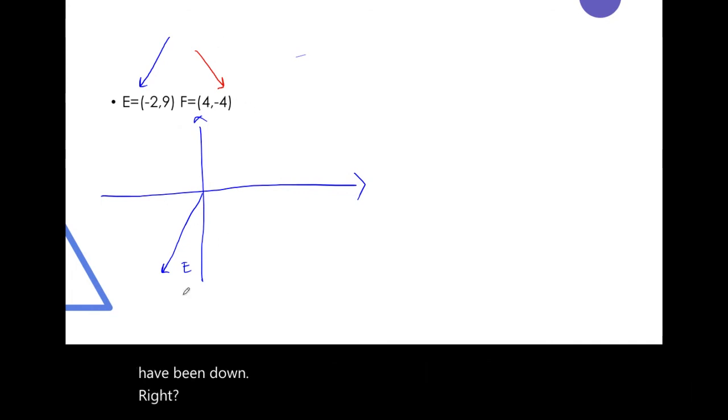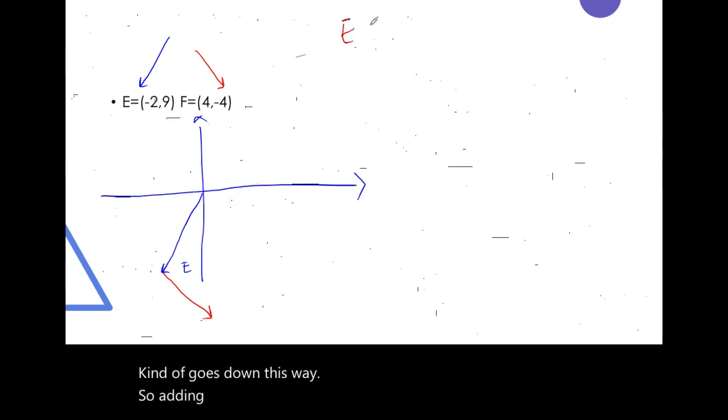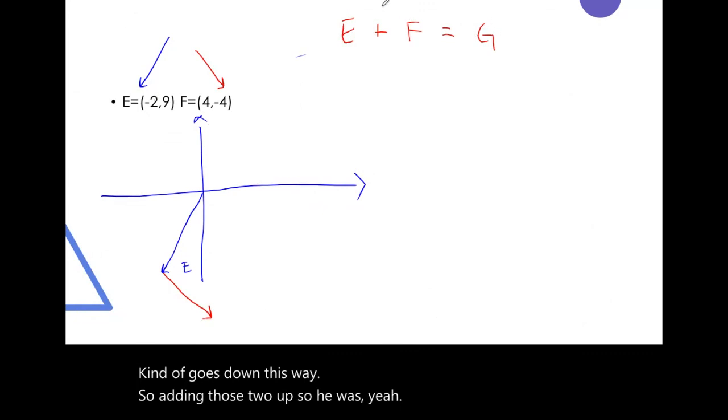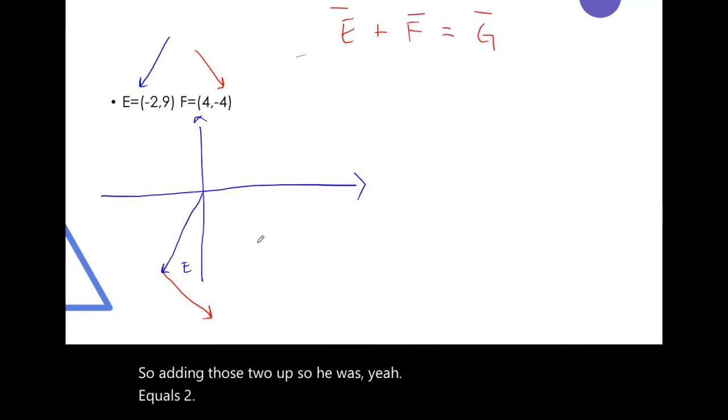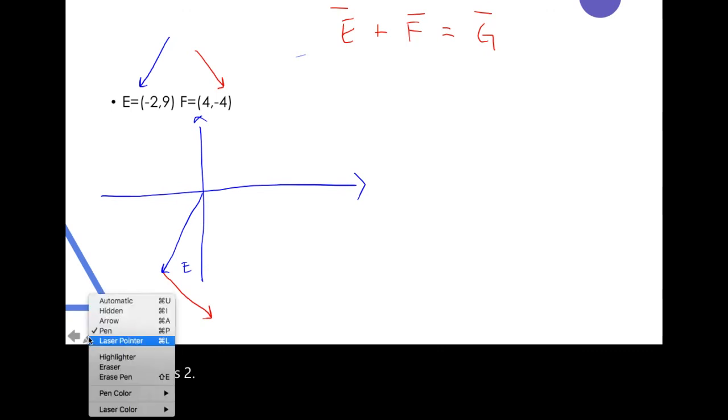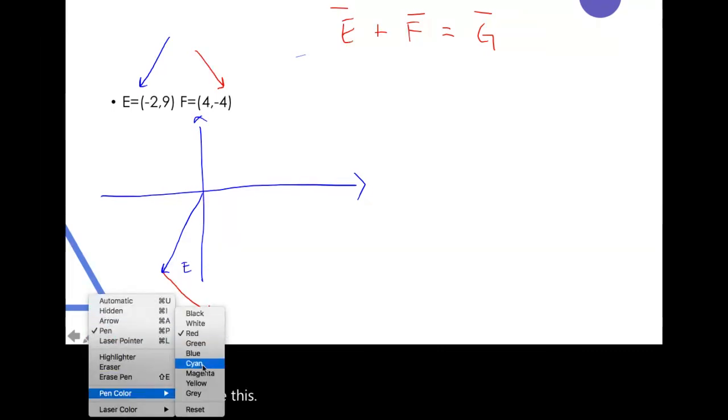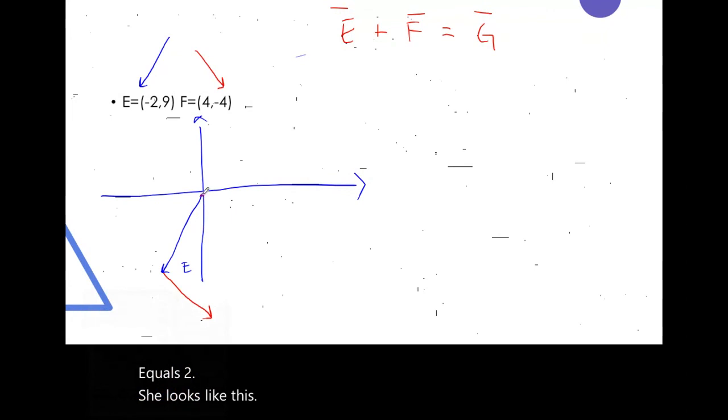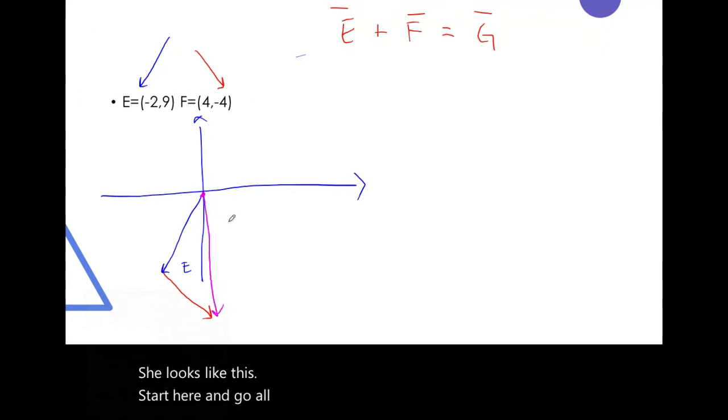All right, so tip to tail method. This kind of goes down this way. Adding those two up, E plus F equals G. G looks like this. So start here and go all the way down, and then that's G.